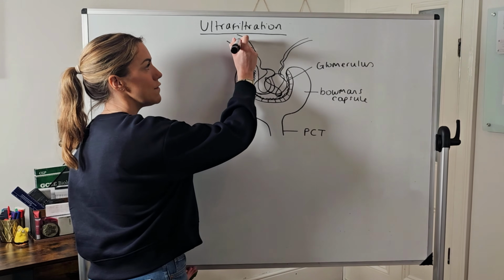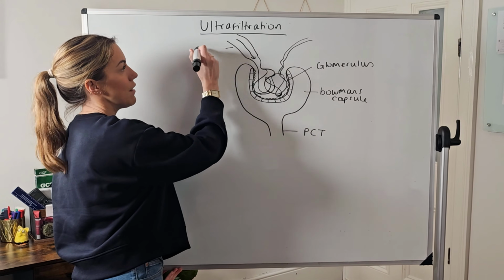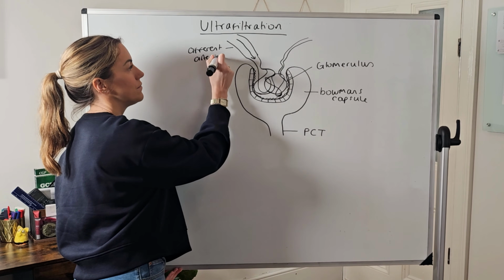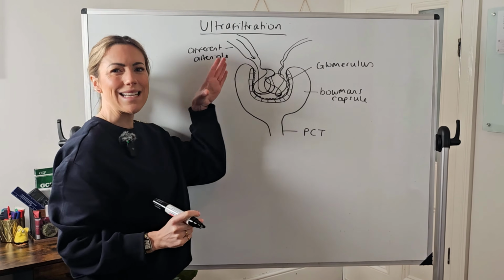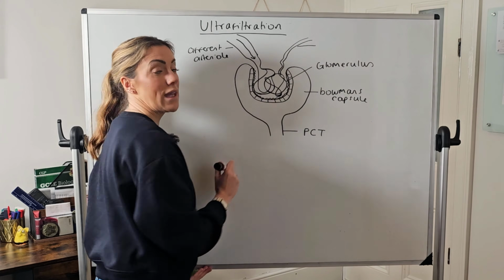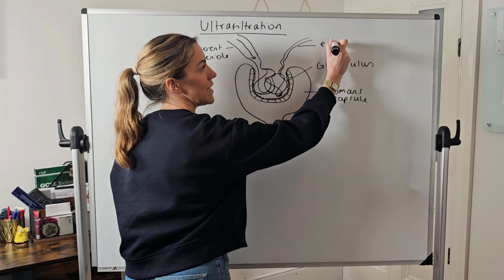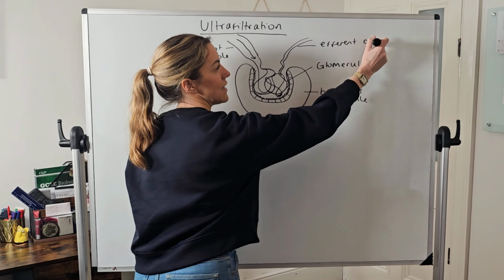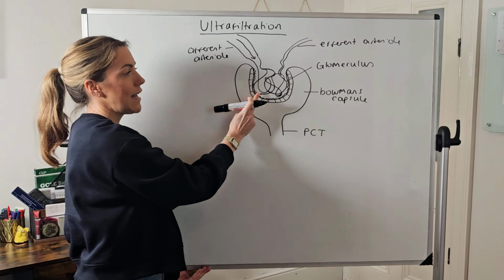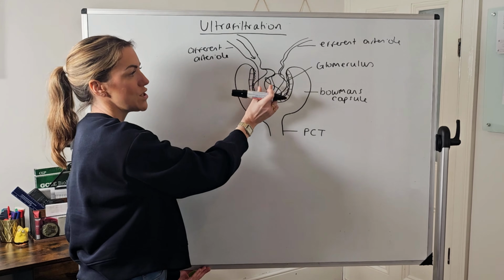Well, blood is going to move in to the glomerulus via an arteriole. Now this is called the afferent arteriole, and you'll notice it has a wider diameter or a wider lumen than this arteriole here, which is carrying blood out of the glomerulus. This one's called the efferent arteriole. So blood is travelling into the glomerulus capillaries via the afferent arteriole, which is wider.